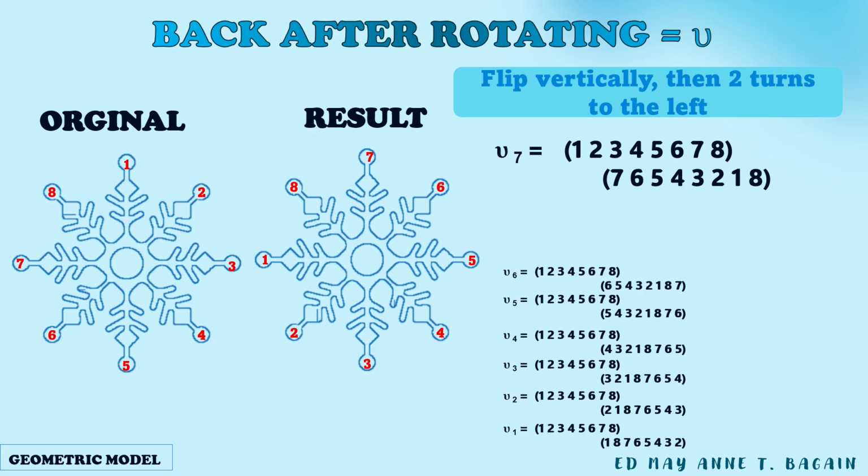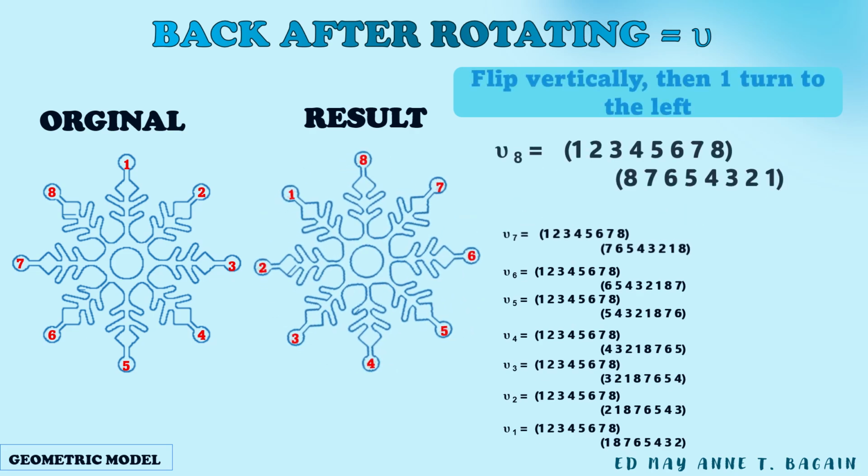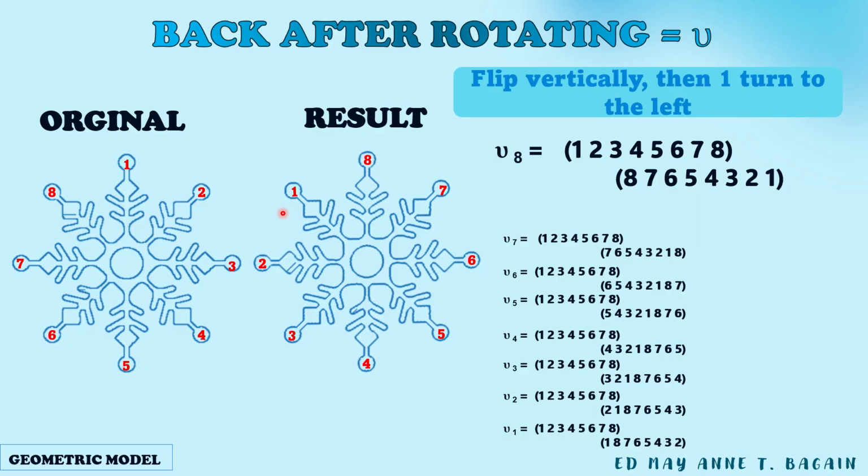And then lastly, we have 1, and then 1 turn to the left. That is why 8 is the new 1, because we turn it 1 turn to the left, as I've already explained earlier. That is why we have 1 as 8, 2 is 7, 3 is 6, 4 is 5, 5 is 4, 6 is 3, 7 is 2, and 8 is 1.